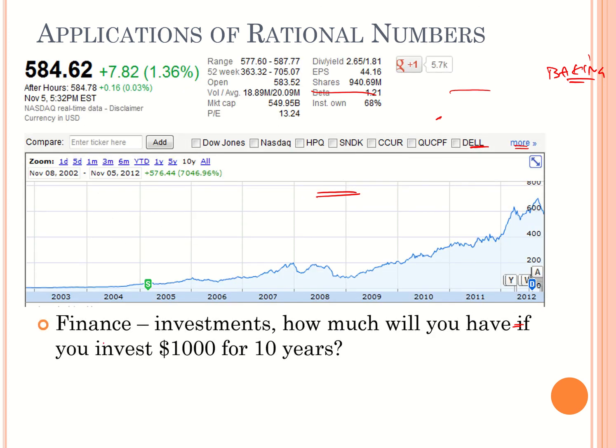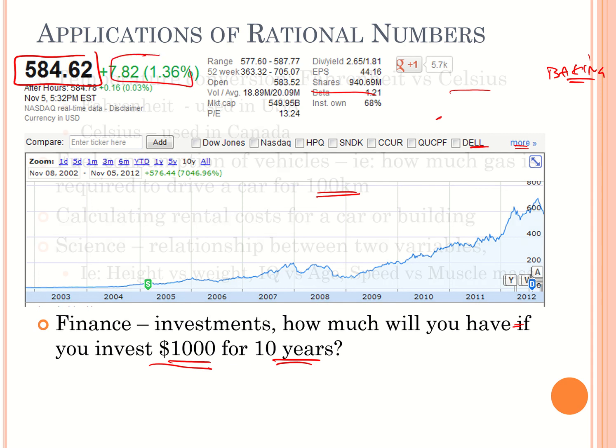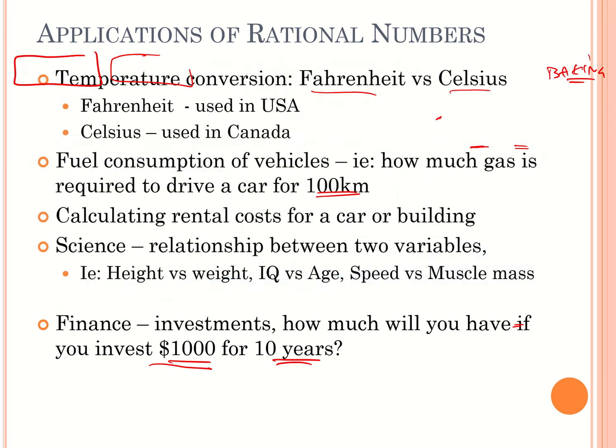The last thing is finance. I'm going to give you an example afterwards. Like, if you invest $1,000, how much would you get back in 10 years, depending on your interest. Even just by looking at this chart, this is a chart for a stock that you can buy, and look at these numbers. You can see how they're all just rational numbers. So numbers appear in almost everything you do.